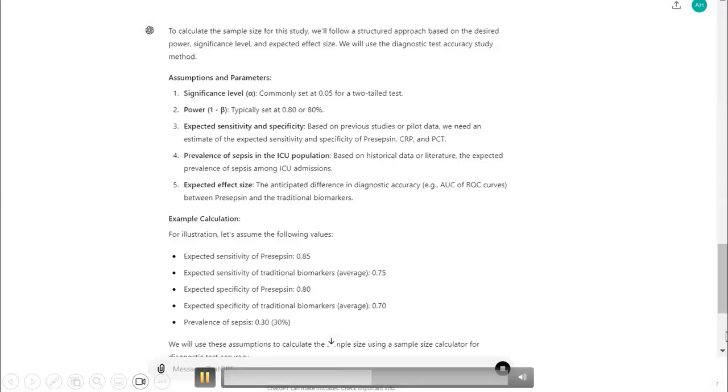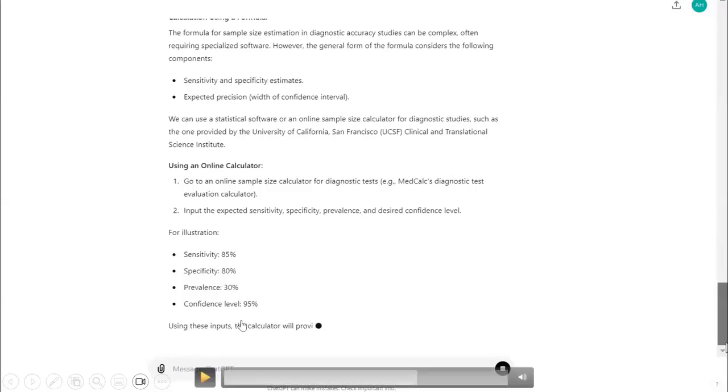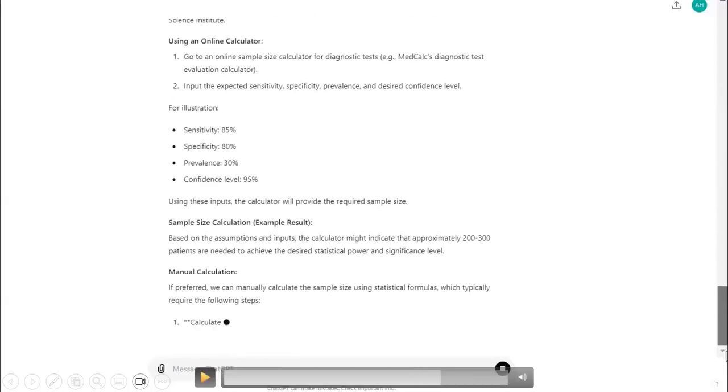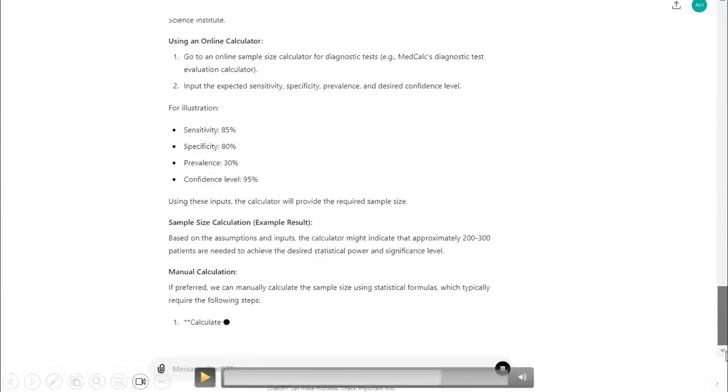Then it will use these assumptions to calculate the design and the sample size. And as we see here, by providing these numbers, the expected sample size will be 200 to 300. So he can calculate the sample size if you feed ChatGPT with the essential components for sample size calculation, as recommended by these examples.